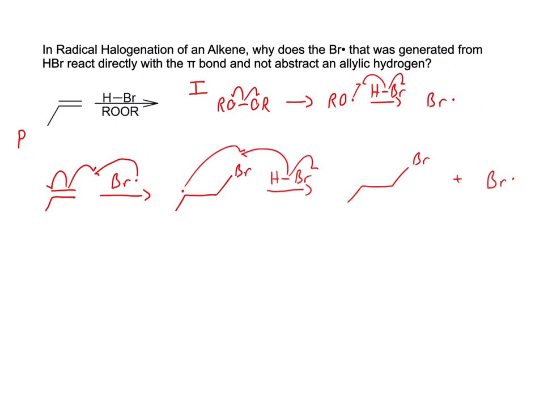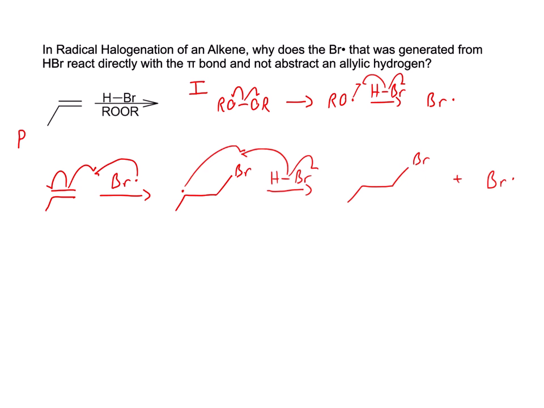I brought up a question a little bit earlier about the bromine radical interacting with either the alkene directly or with an allylic hydrogen. In radical halogenation of an alkene, why does the bromine radical that was generated from HBr react directly with the pi bond and not abstract an allylic hydrogen? After all, in one of the other reactions with NBS, we created a bromine radical, and we said that that bromine radical did in fact abstract an allylic hydrogen.